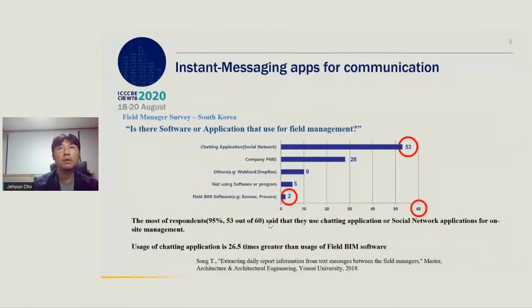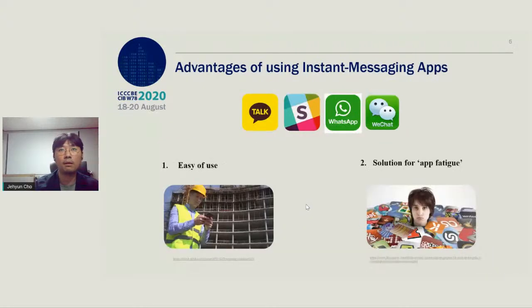And interestingly, from our previous research, we figured out that almost all the people in the construction site are using text messengers, and it is 26.5 times greater than the use of field management software in South Korea. So instant messengers are very easy to use. And by using them for business purposes, they can be a solution for the fatigue phenomenon in which people don't want to install additional applications for their businesses.